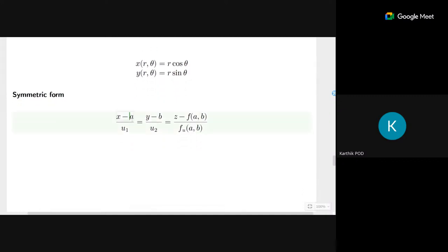Again, notice that if x equals a, y equals b, and z equals f of a comma b, all three are zero, meaning they all lie on the surface as well as the tangent.